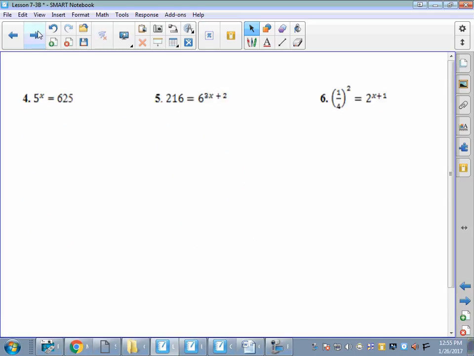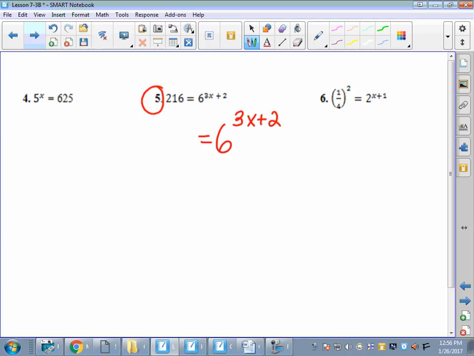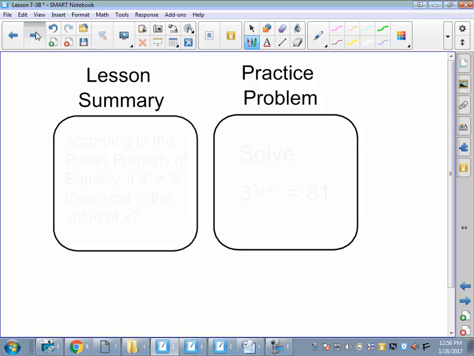All right, so why don't we do number 5? 5 is a good one. It says 216 equals 6 to the 3x plus 2. Well, I'm going to leave the 6 to the 3x plus 2, but I'm going to think about that 216. That 216 can be written as 6 to a power.